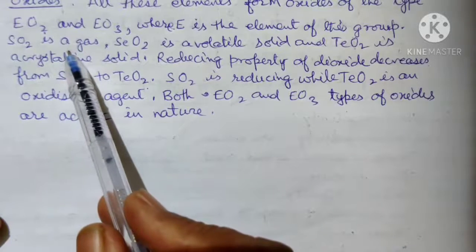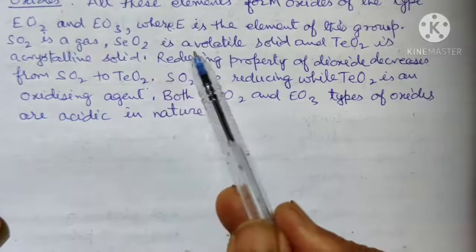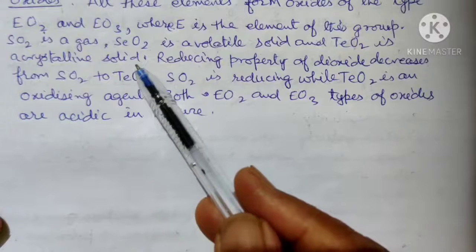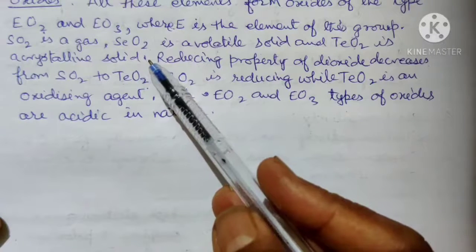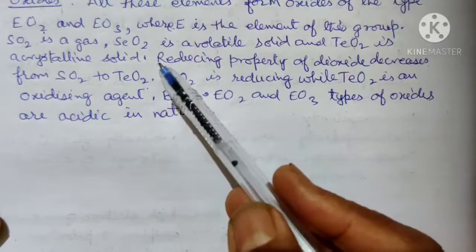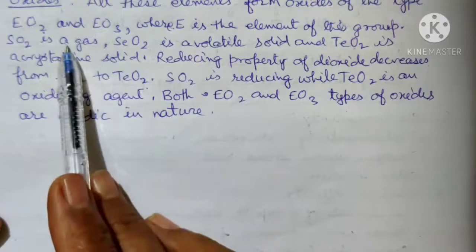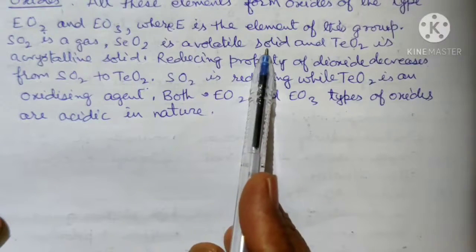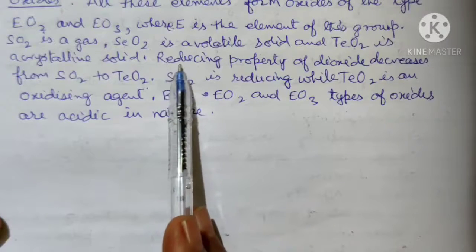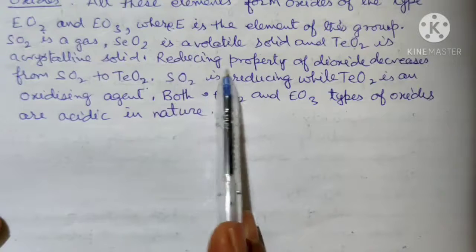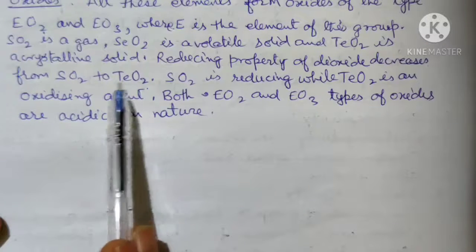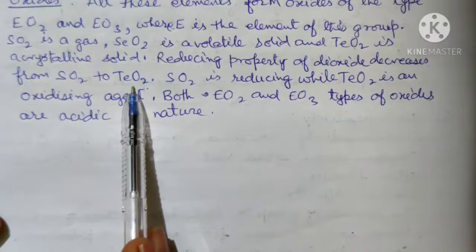Now SO2 is a gas, but SeO2 is a volatile solid and TeO2 is a crystalline solid. So there is a change in the physical state. Sulfur dioxide has a triangular structure with one lone pair of electrons. This is the change in the electronegative character of the element. The reducing property of the dioxide decreases from sulfur to tellurium, that is, from sulfur dioxide to tellurium dioxide.